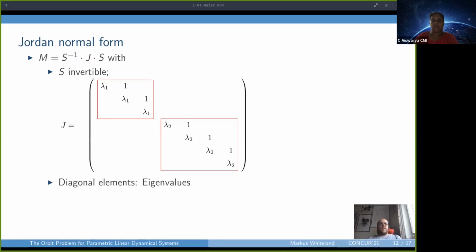Each Jordan block, i.e. one in a red rectangle, has a constant diagonal, and the superdiagonal consists of ones. Everywhere else we have zeros. The lambdas on the diagonals of the Jordan matrix are the eigenvalues of the matrix.